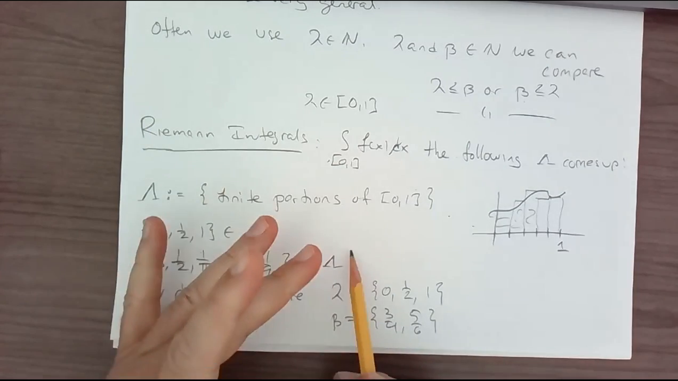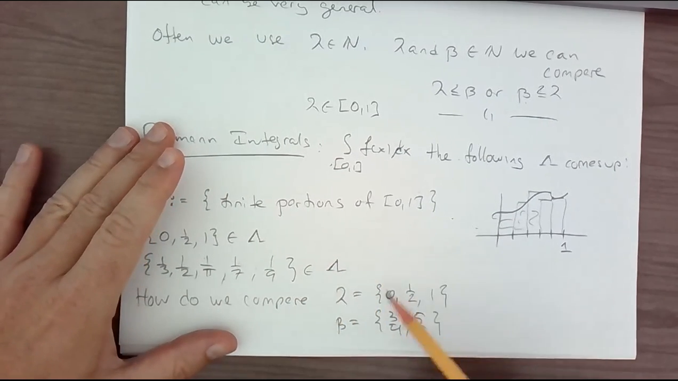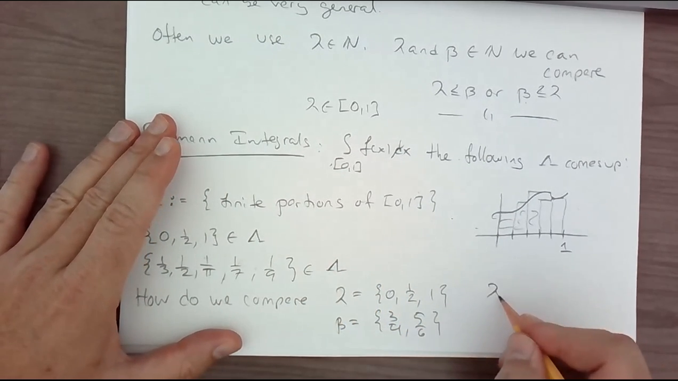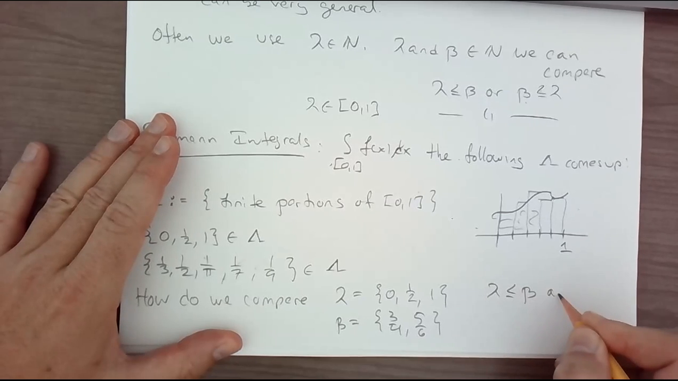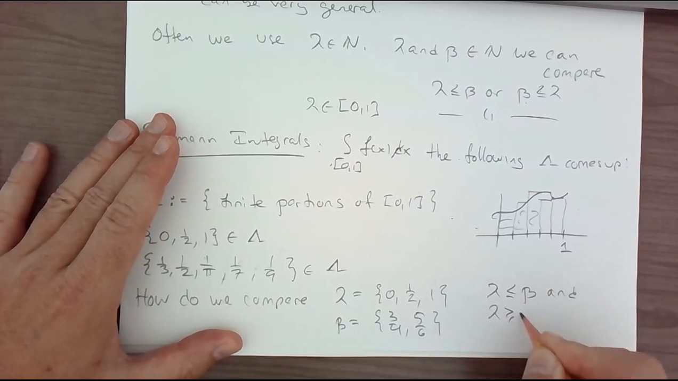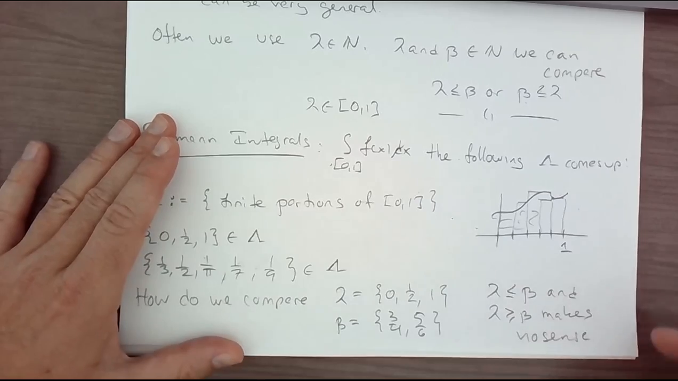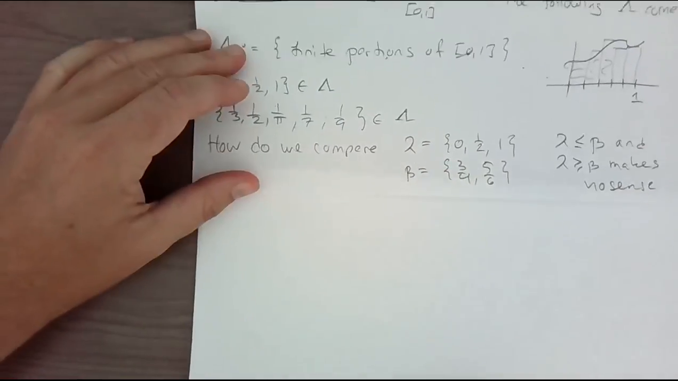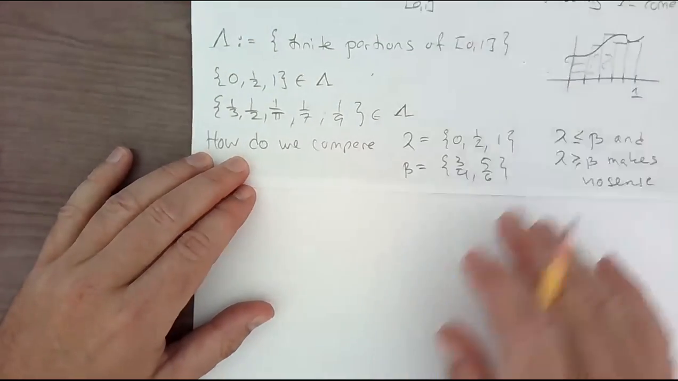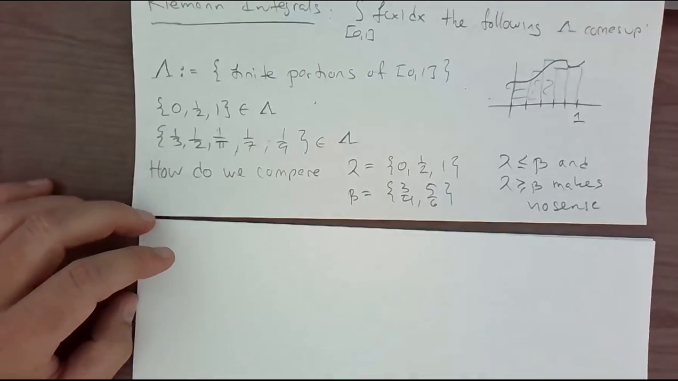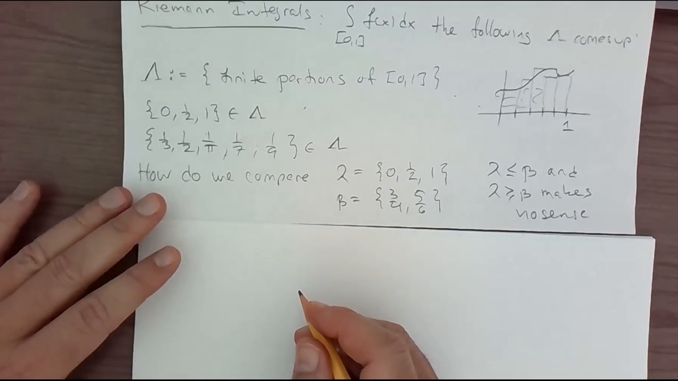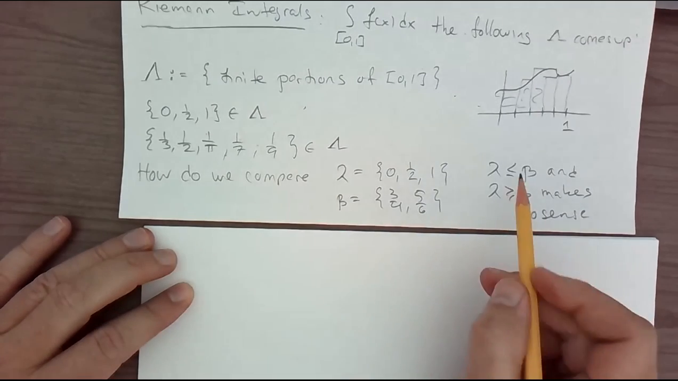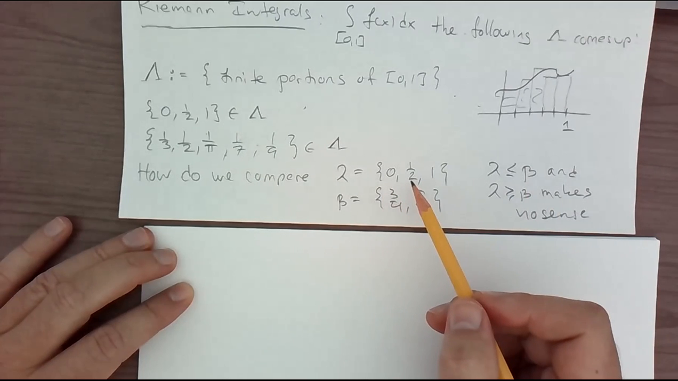So because the set here is so general, you can't do that. Like this stuff here and this stuff here, this makes no sense. So instead, what we're going to end up doing is we're going to talk about orders. So we cannot compare lambda and beta like that.